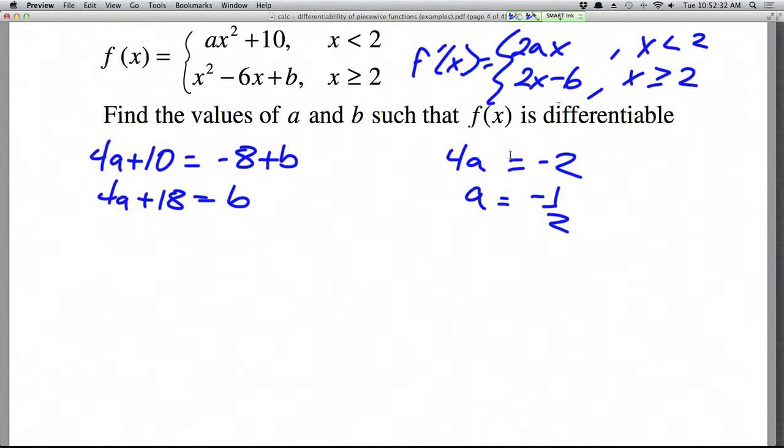So I plug negative 1/2 in here, which gives me negative 2 plus 18 equals b. So that means b is 16. So if I plug 16 in for b, I plug negative 1/2 in for a, that makes that piecewise function what? Differentiable. And Jairus, what two things does that mean? It means the function is continuous and the derivative is continuous. The function and the derivative are continuous at 2. Very good.